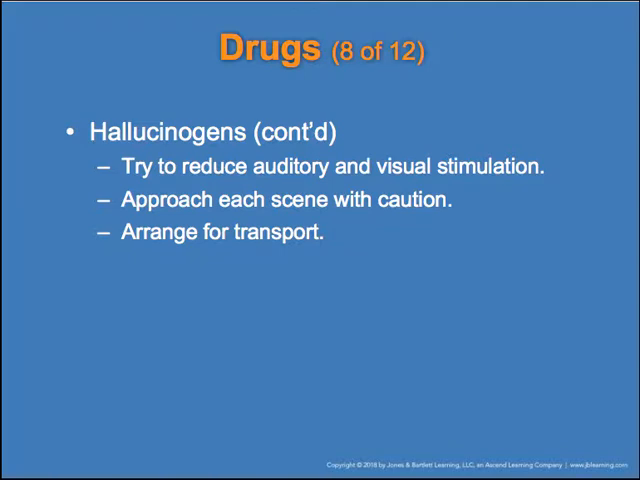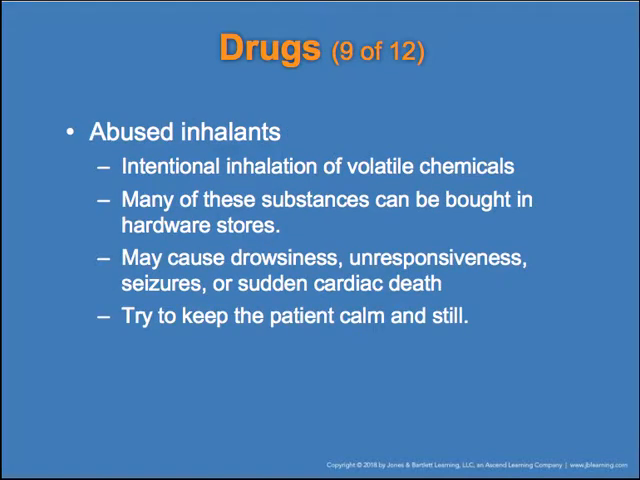Just some examples. Wherever you can, try to reduce the auditory and visual stimulation, right? Because the more auditory and visual stimulation, the busier the room, the more people that are talking, the more difficulty your patient's going to have in trying to actually communicate with you. Approach every scene with caution and arrange for transport wherever you can.